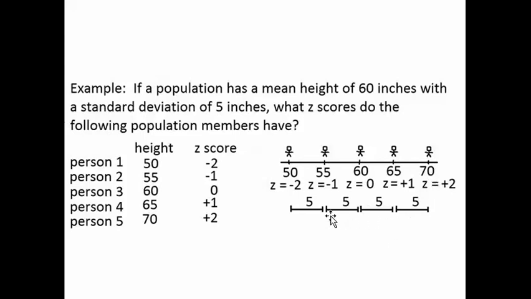So I hope this diagram makes it clear that since the standard deviation is 5, the z-score is really just showing a multiple of 5. This person who has a z-score of +1 is just 5 above the mean. This person who has a z-score of +2 is just 2 5s above the mean.